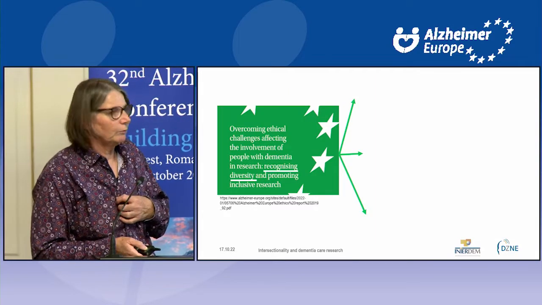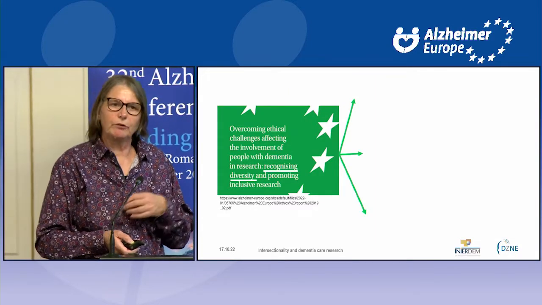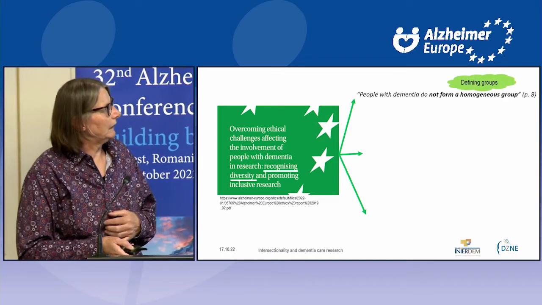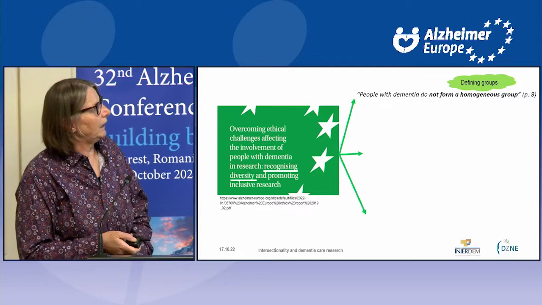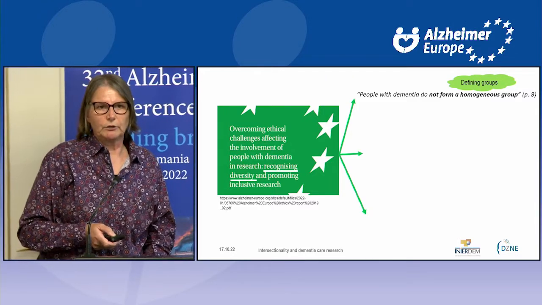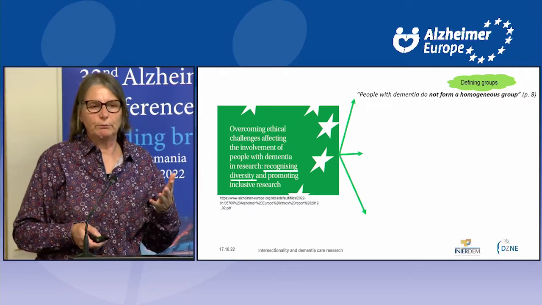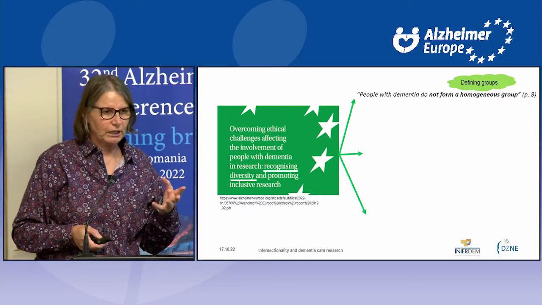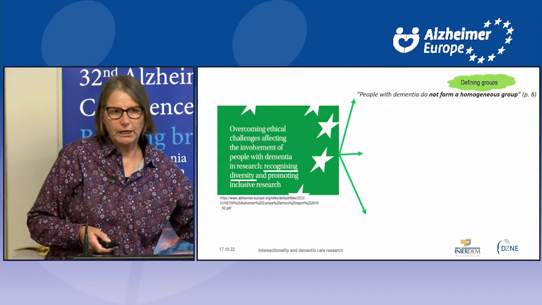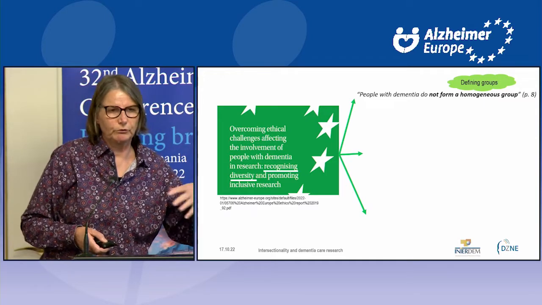The recent paper, which you're probably all familiar with, is a good example of how we could look at it from an intersectional analysis. For example, they are saying people with dementia do not form a homogeneous group. Now, of course, I can say, which group are we talking about? The people with dementia? Or are we talking about people with dementia living in a different country? Or are we talking about women with dementia?